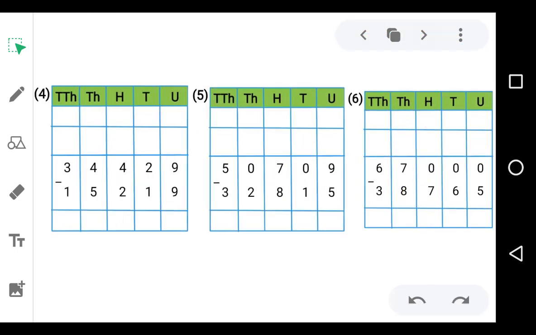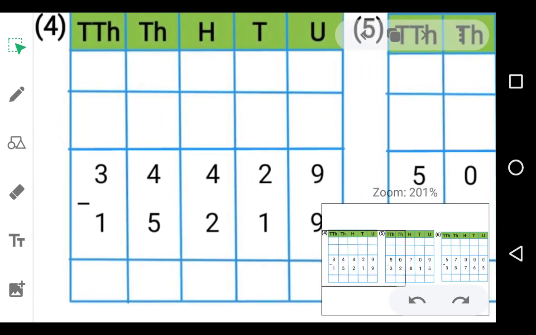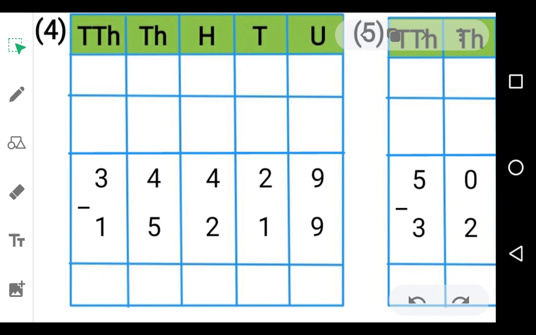Now come to the next one. Next one is, see here the numbers are given 34,429 and 15,219. Here we have to subtract first 9 unit from 9 unit. 9 minus 9, 0. Then at the tens place 2 minus 1, 1. At the hundred place 4 minus 2, 2.